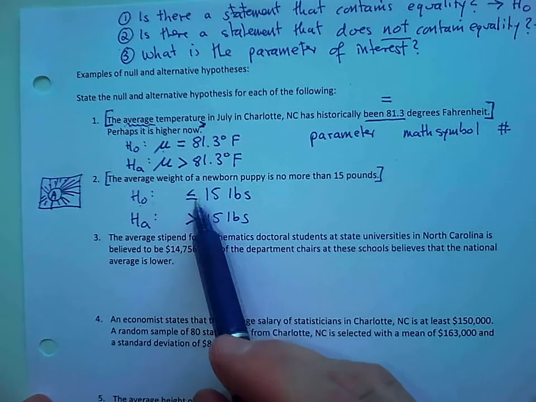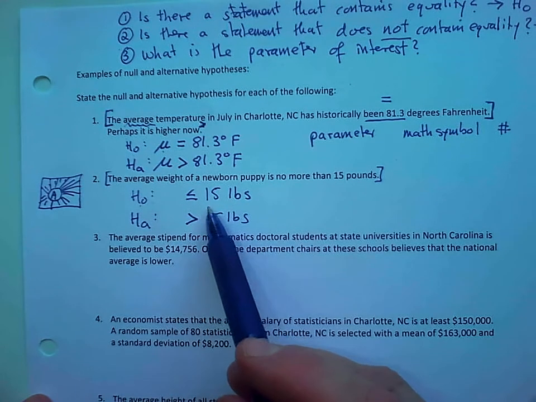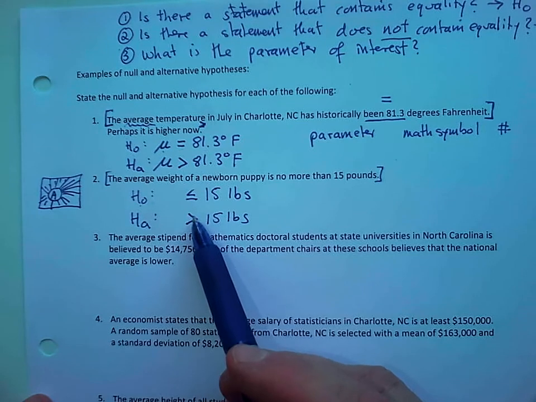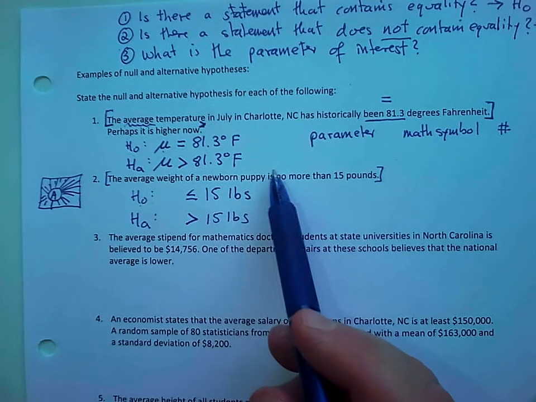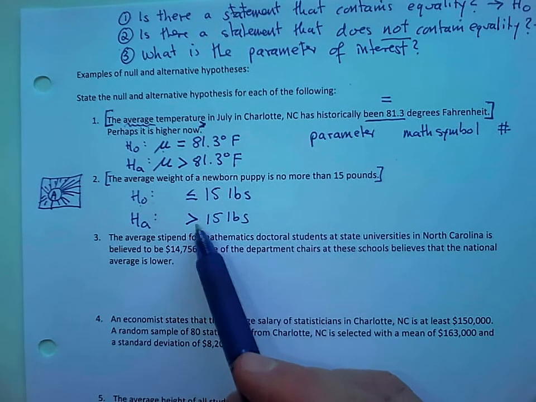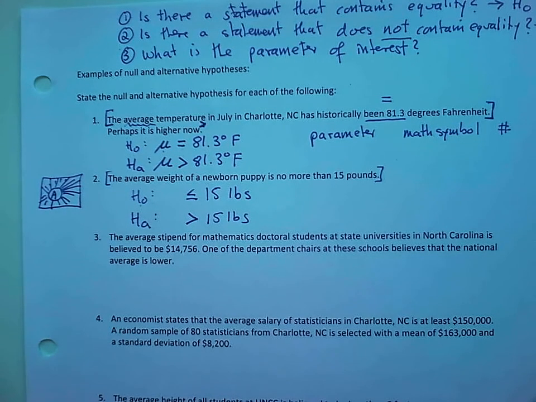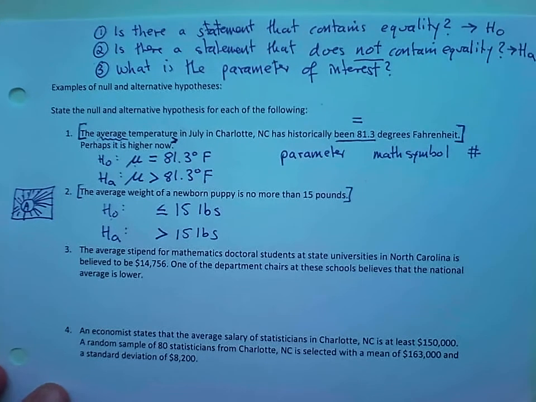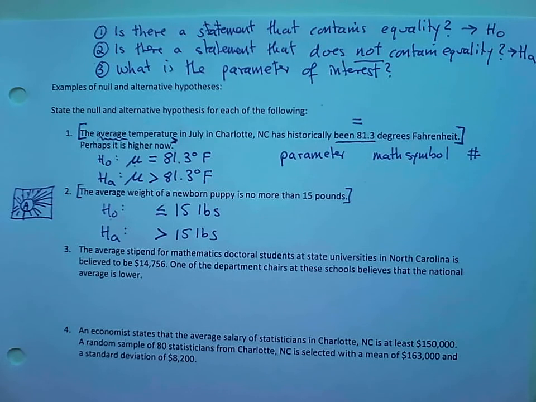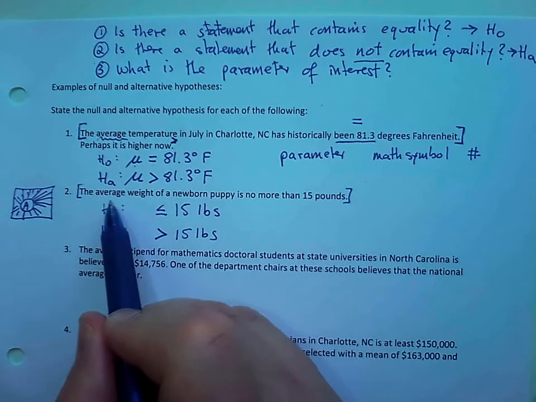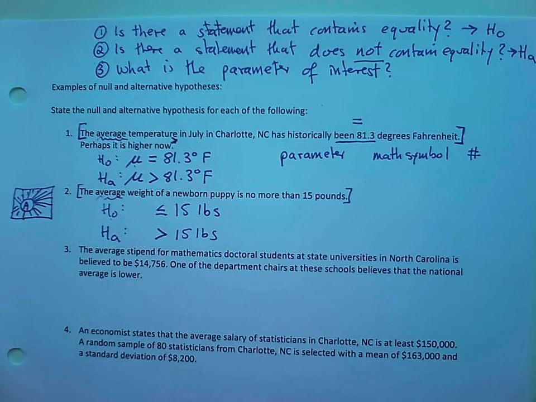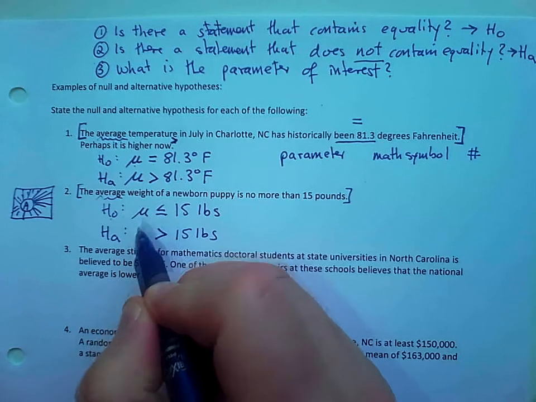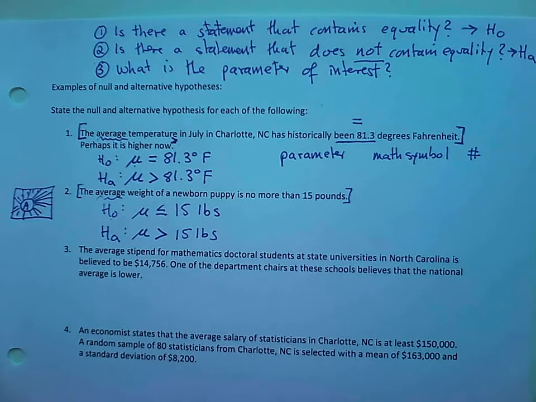So if our null hypothesis is given to us and our null hypothesis is less than or equal to 15 pounds, then the complement is going to become our alternative hypothesis, since we weren't given an alternative hypothesis, which is strictly greater than 15 pounds. Now, the last question that we're going to ask ourselves is, what is our parameter of interest? And here we're talking about the average weight. So therefore, again, mu is the parameter that we're interested in.